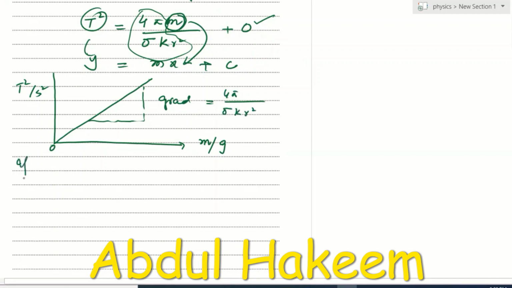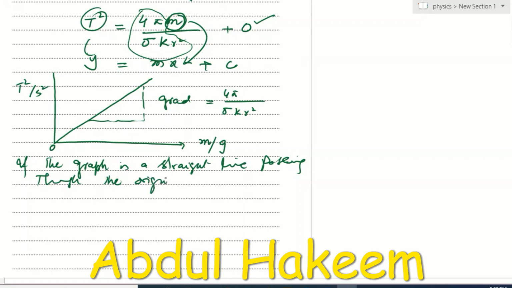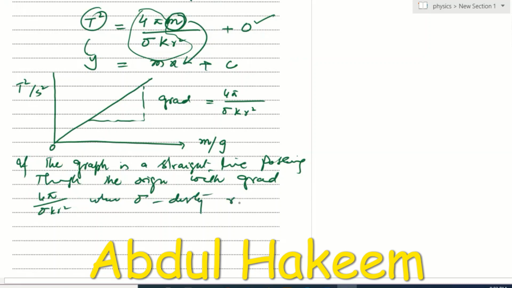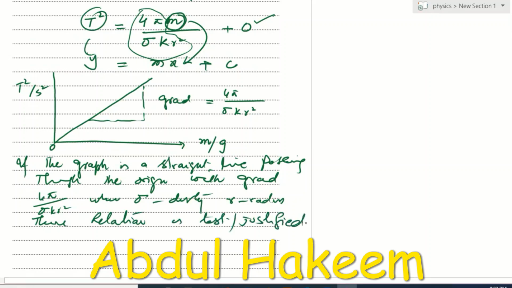So we will write, if the graph is a straight line passing through the origin with gradient 4 pi divided by sigma k r square, where sigma is the density of the oil and r is the radius, then the given relation is tested, is justified. This is the first step of this.